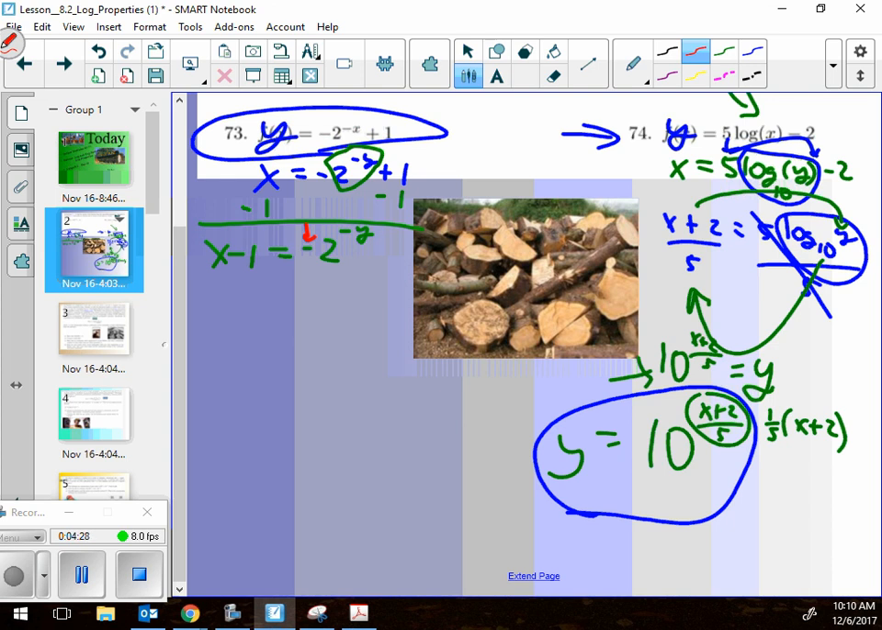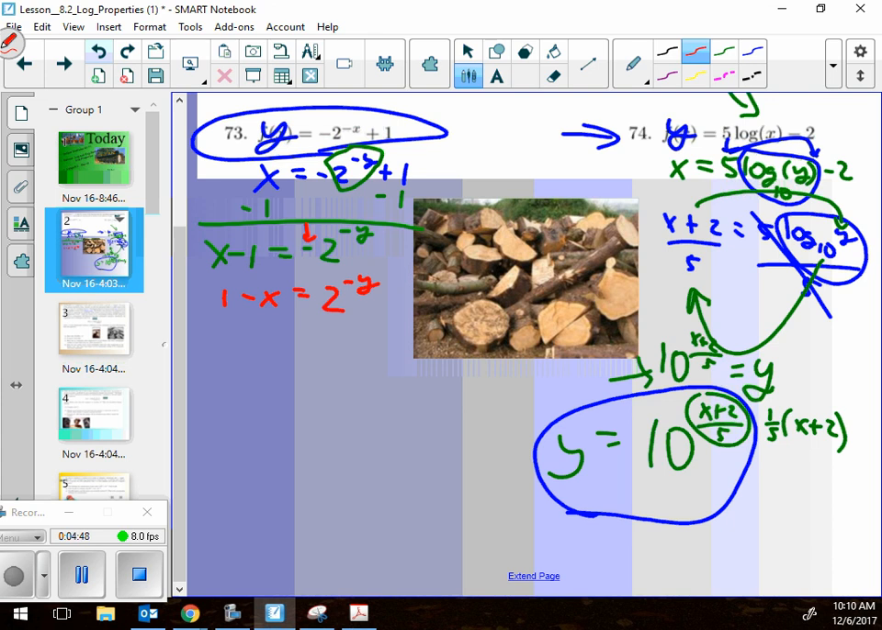Multiplying by a negative makes this negative and this positive. Another way to say it is it reverses them and it becomes 1 minus x. That's the same thing as what I have here. But multiplying by -1 reverses things. And the negative is gone now because I multiplied by -1 on both sides.